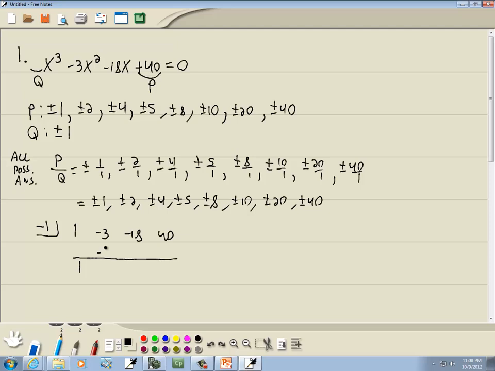So add, multiply, add, multiply, add, multiply, add. We don't have 0 as remainder, so that's not one of our answers. So we'll go to the next one, 1. And I'll plug it in synthetic division. So add, multiply, add, multiply, add, multiply, add. Looking for a 0 as remainder, so that's not one of our answers. So we'll go to the next one, negative 2.